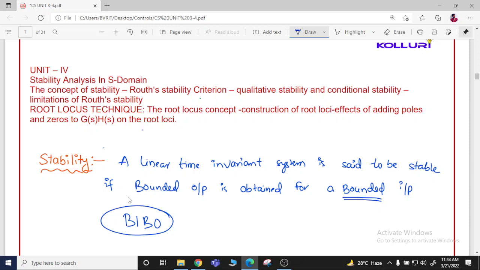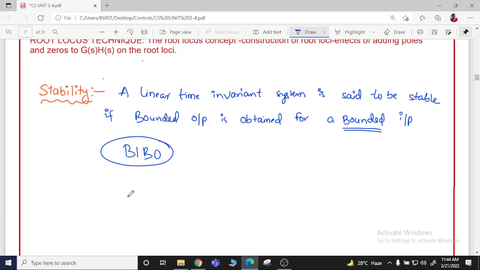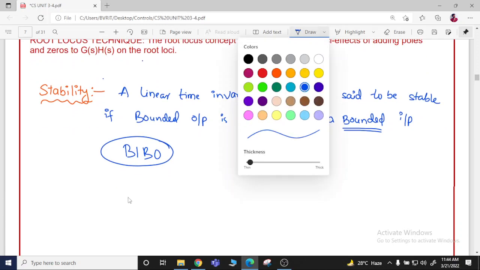And an unstable system, in the process of giving this bounded output, will break down. Here, the impulse response of the system must approach 0 as the time t tends to infinity, then the system is also called a stable system. So this is another definition.